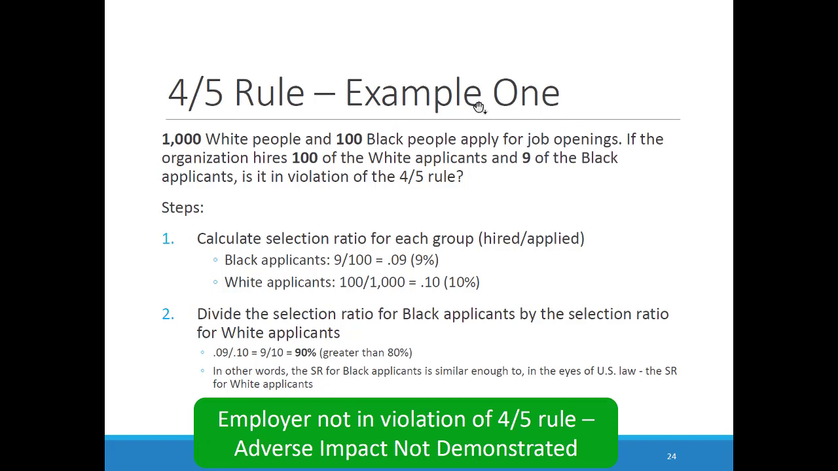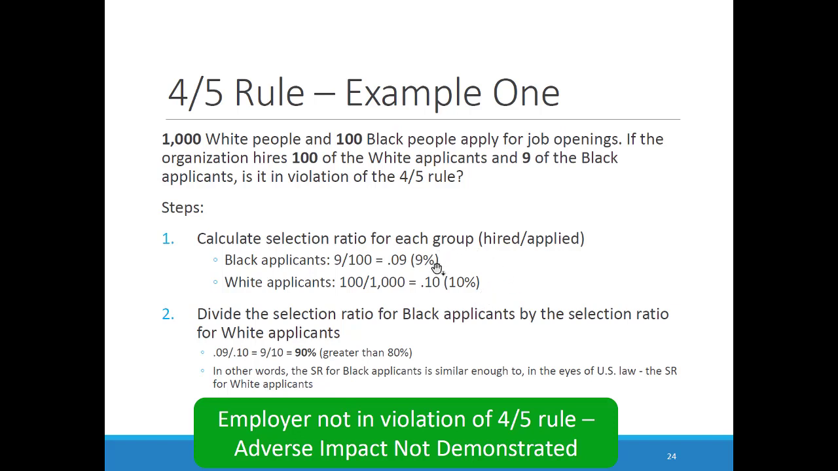If 1,000 white individuals and 100 black individuals applied for job openings, and the organization hired 100 of the white applicants and 9 of the black applicants, is it in violation of the 4/5 rule? In terms of steps, step 1, we would calculate the selection ratio for each group. Again, this is the number of people who were hired divided by the number of people who applied. For black applicants, we have a selection ratio of 9 out of 100, so that would be 0.09 or 9%. For white applicants, we have 100 out of 1,000 applicants, which is 0.1 or 10%.